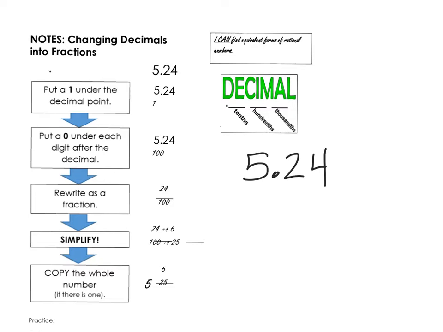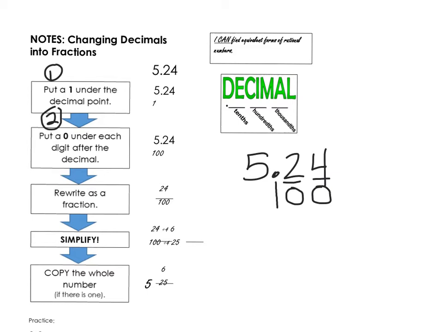Step 1 says to put a 1 under the decimal point. So not only does the example show it, I'm going to put a 1 underneath the decimal point. Then step 2 says to put a 0 under each digit after the decimal. So I have 2 digits behind the decimal, so I need to put 2 zeros behind the decimal.